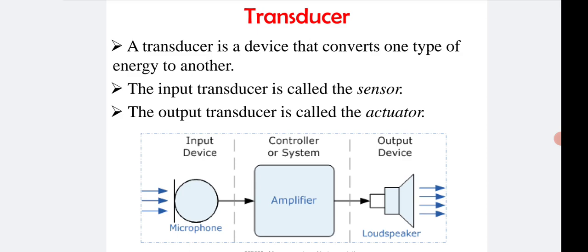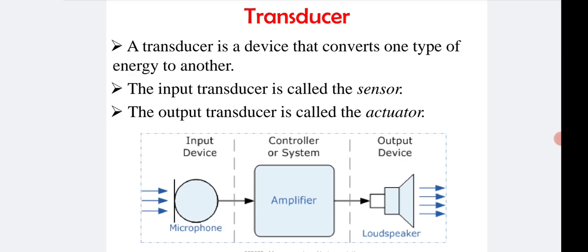If you see this particular block diagram, it is a simple sound system. Here the input device is a microphone, and the output device is known as a loudspeaker. In between the input device and output device, there is an electronic device known as an amplifier. So let us see how it works.